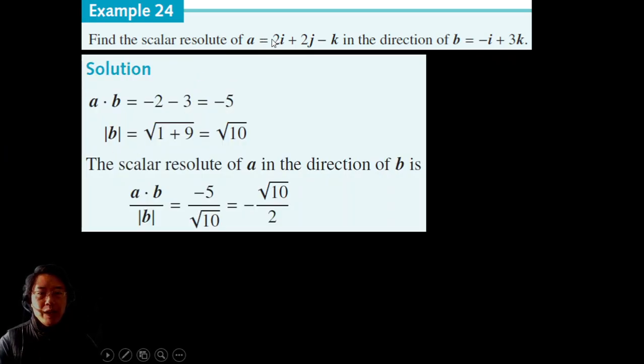You have vector A and B, express the component. Don't forget that there's a j component that is equal to 0 here. Note that it's vector A in the direction of B. The fact that it's directing towards B matters, so the direction towards a specific vector will dictate the expression you will be using. So first you do the dot product, then the magnitude of the vector in that direction. To find that scalar resolute, we do that dot product over the magnitude, and we simplify the surd or rationalize it.